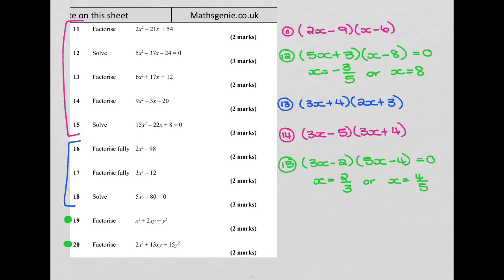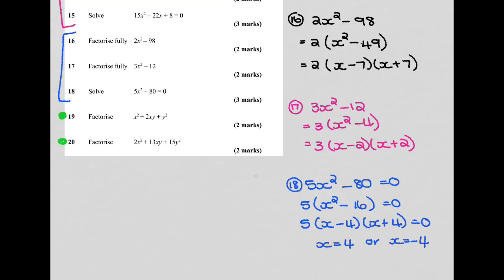Here are the answers to questions 11, 12, 13, 14, and 15. Note that 12 and 15 asked you to solve, so I did go that one step further. Here are the answers to 16, 17, and 18. They were only 2 terms each.